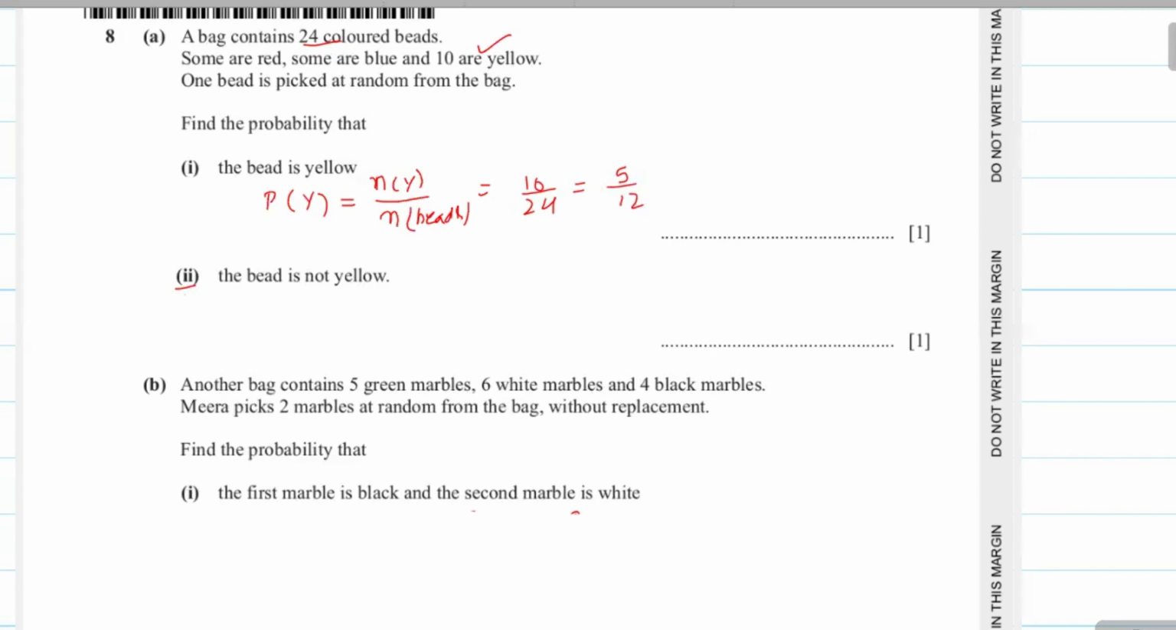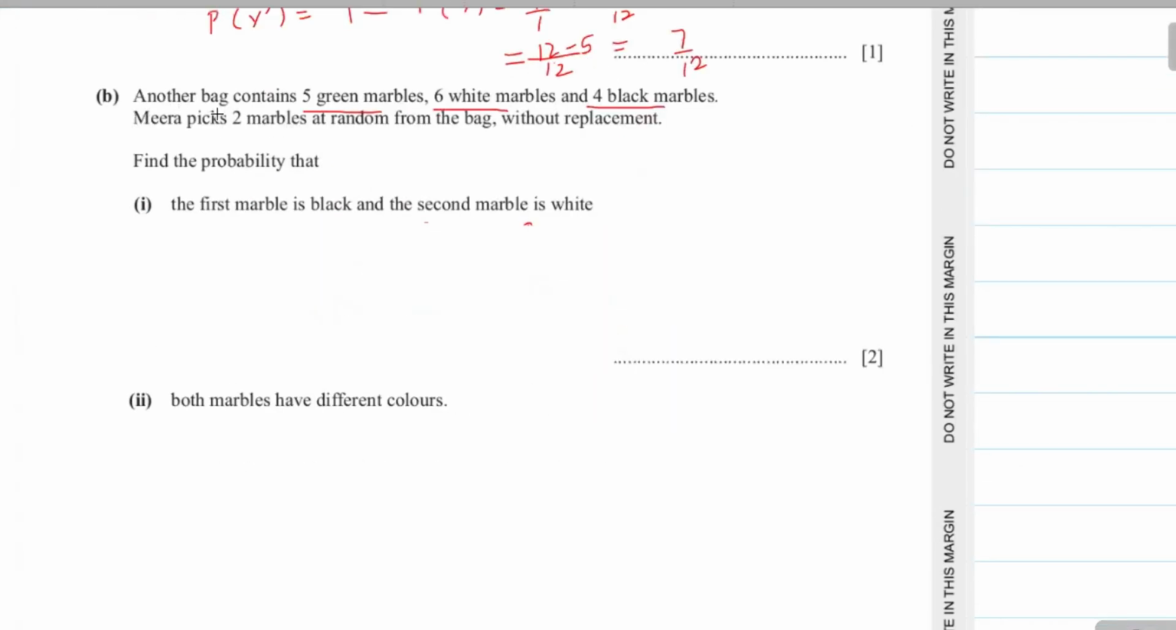And next part second, the bead is not yellow. The probability that the bead is not yellow will be P of Y dash. We can write 1 minus P of yellow bead, and this will be equal to 1 minus 5 over 12. We will simplify this value. This becomes 12 minus 5 over 12, and this is equal to 7 over 12.